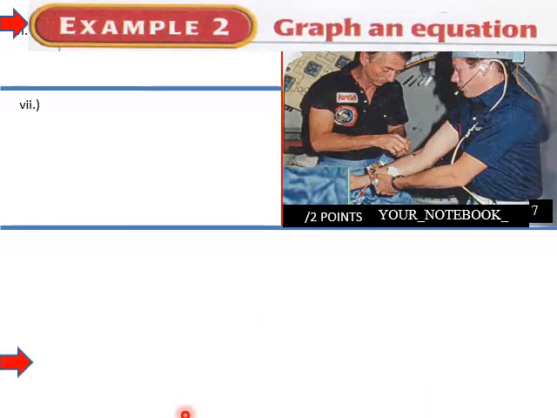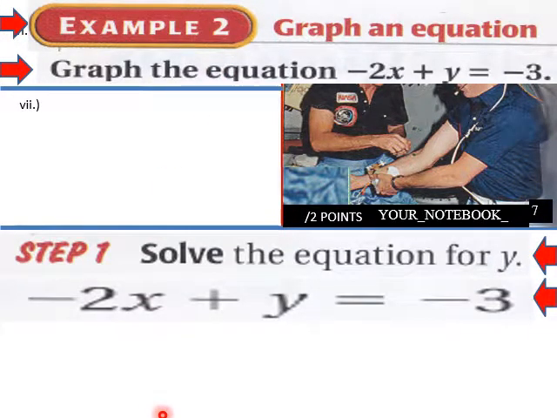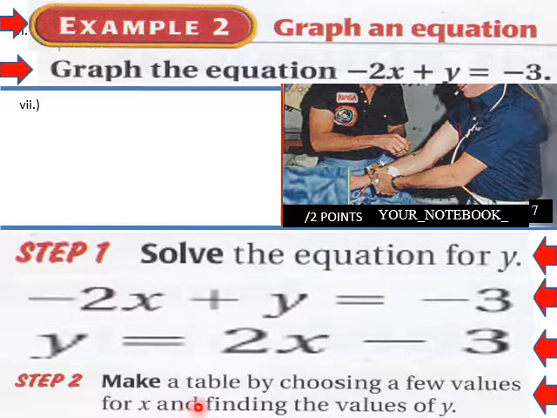Okay, so let's see here. Graph this equation. Solve the equation for y. So we're going to solve for y equals 2x minus 3. Move this over here and make a table. Now we're going to make a table by choosing a few values for x and finding the values of y.